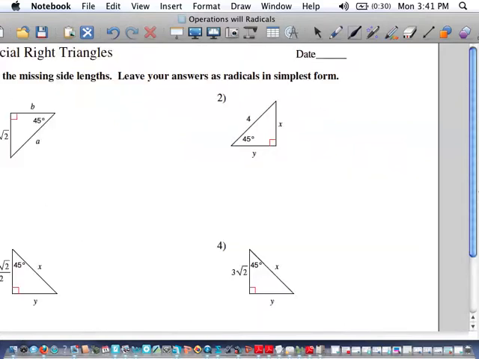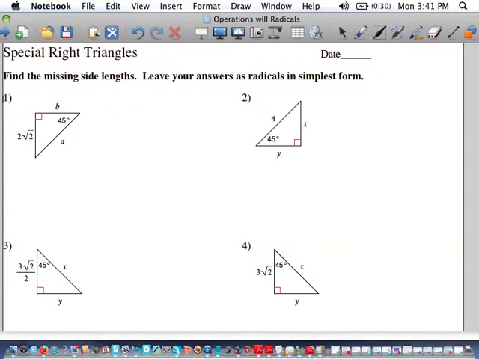A few more practice problems on these special right triangles. Okay, again, B is a leg. The legs are congruent in a 45, 45, 90 right triangle. The hypotenuse A is equal to the length of a leg times the square root of 2. So in this case, 2 times the square root of 4. Square root of 4 is 2. 2 times 2 is 4. So in this case, A is 4.